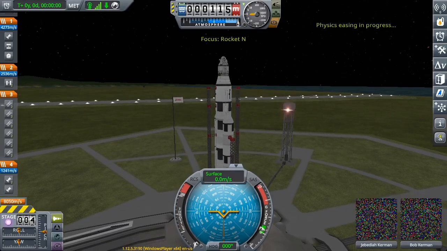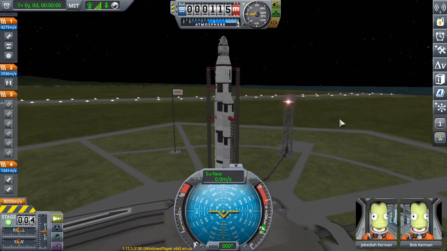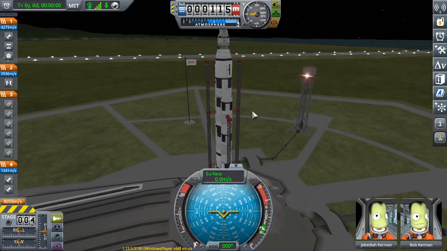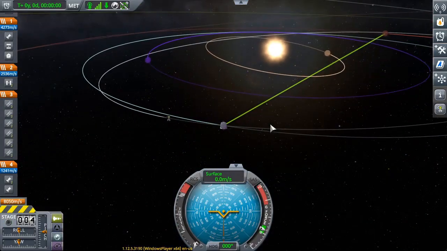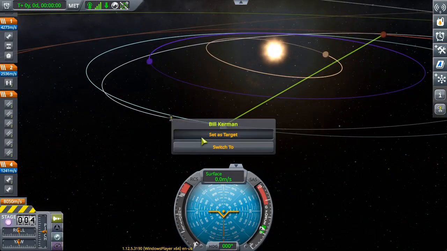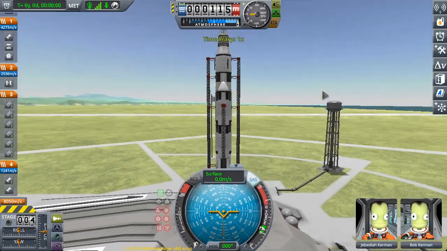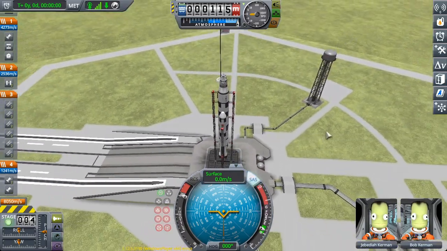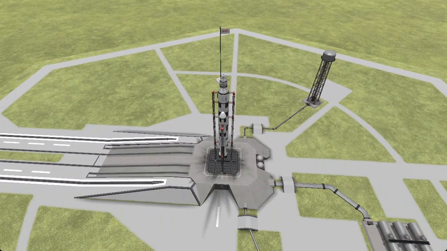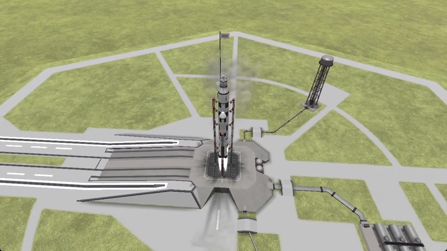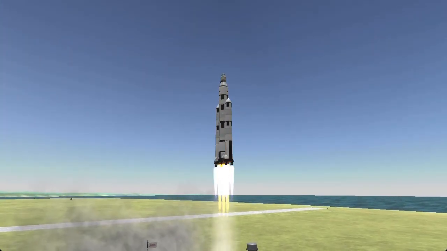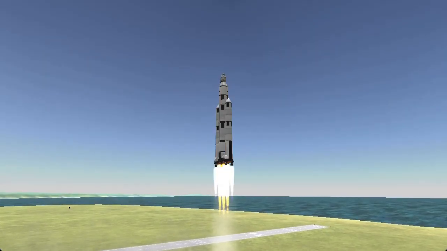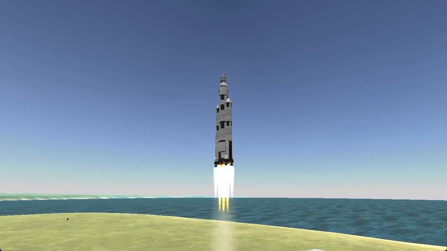So right, now first of all, I need to set Bill Kerman as my target. Okay, let's do this. 3, 2, 1. And liftoff. Okay. This is kind of loud for you guys, so I'm just gonna make it quieter.